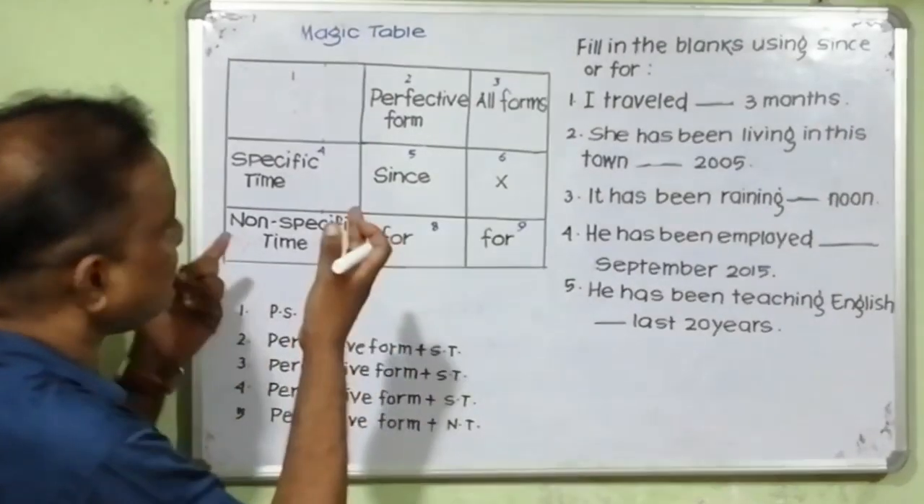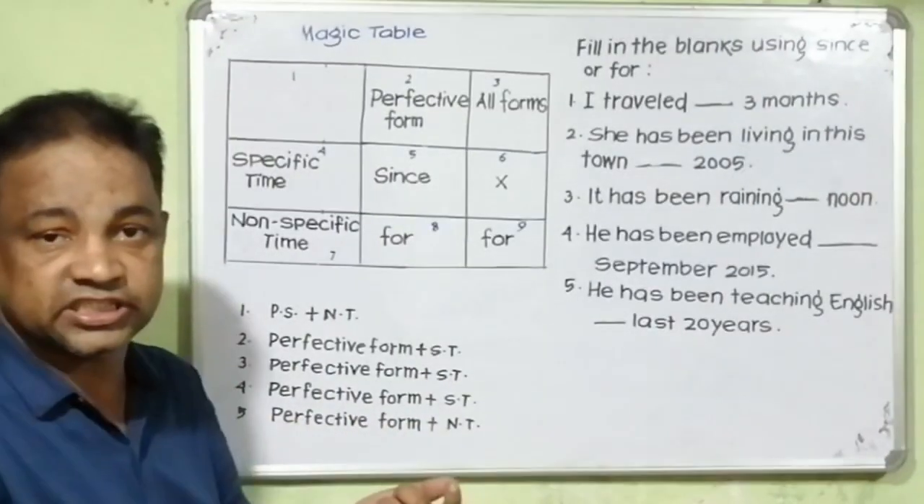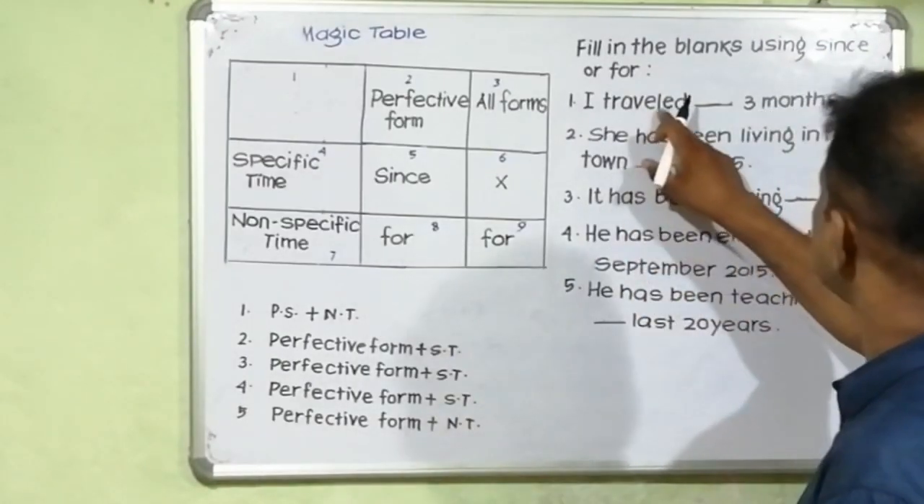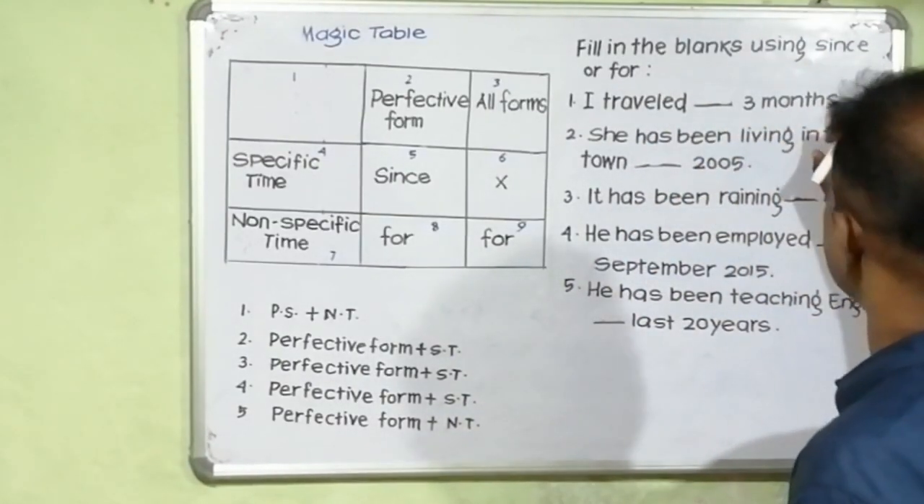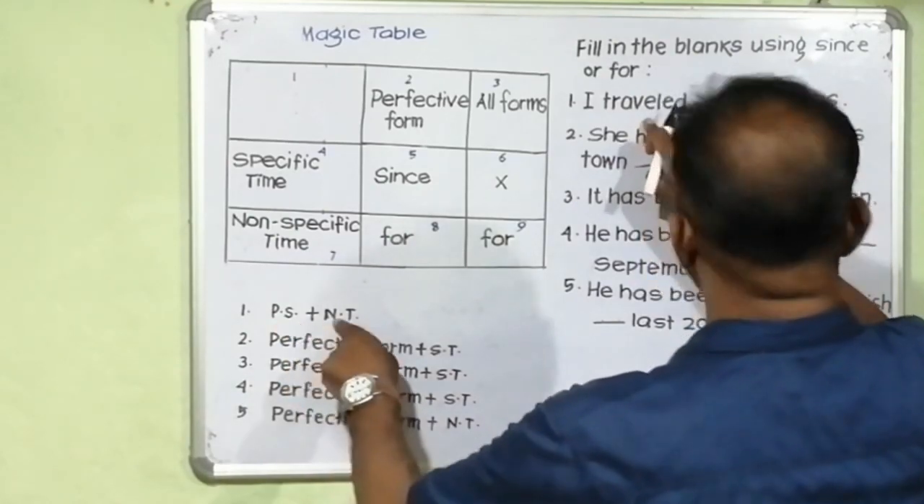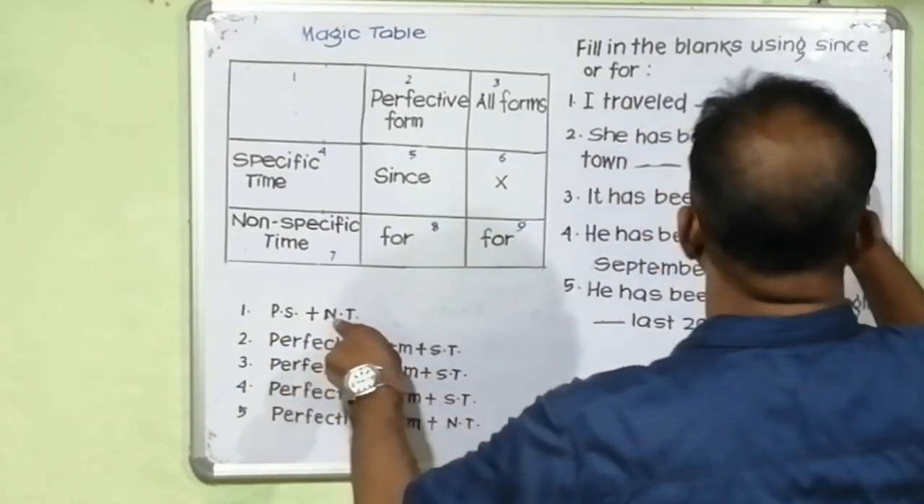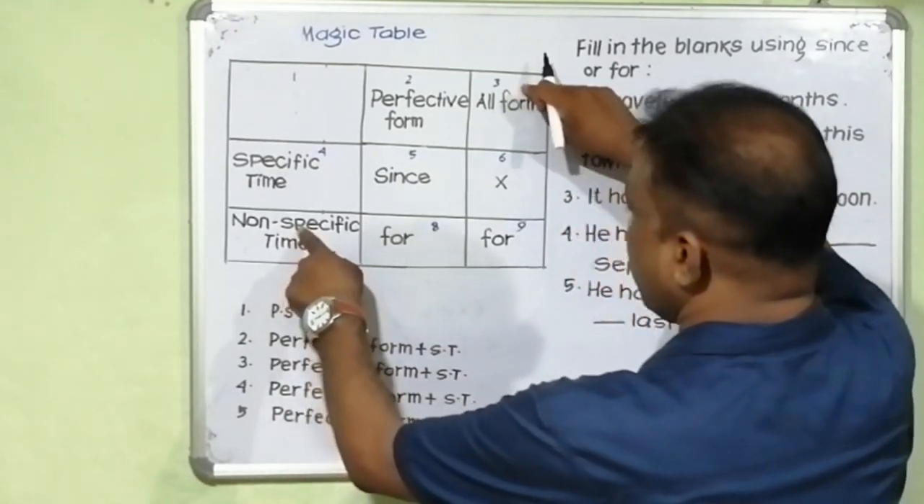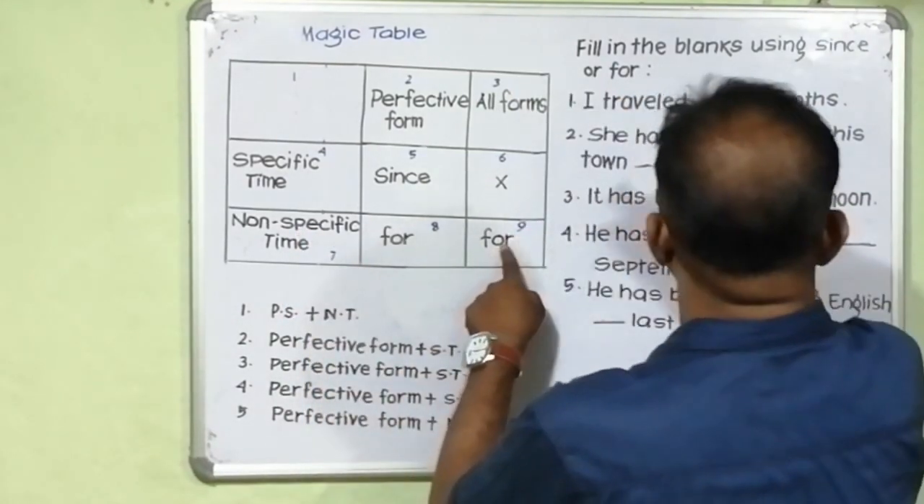Let us know how to use this table. Fill in the blanks using since or for. I traveled for 3 months. This one is in the past simple form and the time is non-specific time. Past simple, non-specific. That means all forms, non-specific: for.